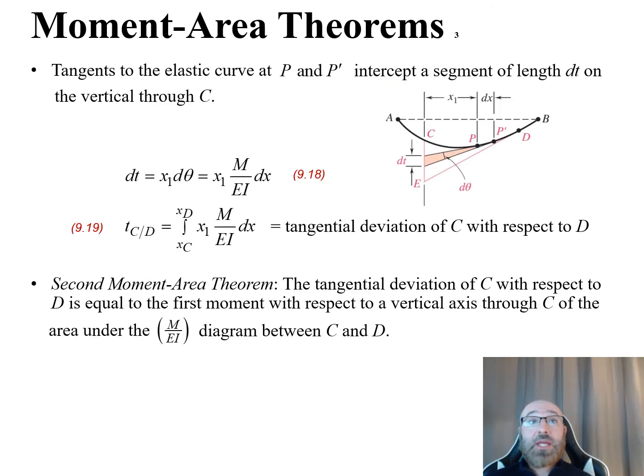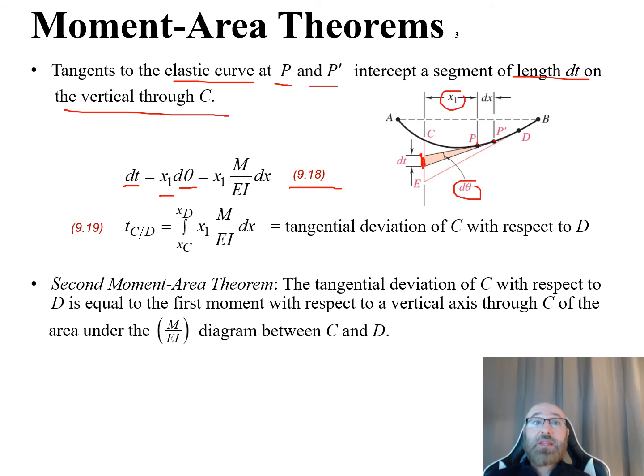As we saw earlier, the tangents to the elastic curve at P and P prime, from that elastic curve we saw earlier, are going to intersect a segment of length dt on the vertical through C. So there is dt on the vertical through C. From that, we now have this relationship expressed in equation 9.18 in our textbook, that dt is equal to x1 d theta. There's our x1 and our d theta. This is equal to, when we plug in now, x1 times M over EI dx. So that's a relationship relating back to equation 9.18 in our textbook.